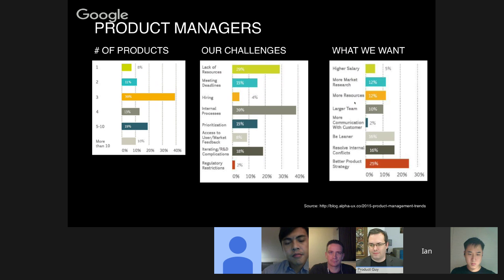For me, I'm in the dark blue here when it comes to the number of products. I have over 5 products that I manage, which I think is too many. And I think, for me, these challenges resonate: lack of resources, meeting deadlines, unclear internal processes. So I think when you see this, it makes you feel a little bit less alone when it comes to the challenges that you face day to day.